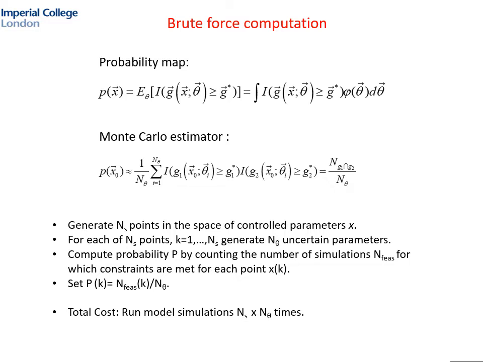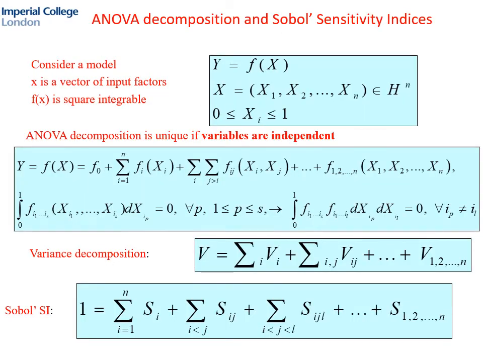As we show later, this total cost is extremely large for even small problems. Therefore, we need to apply some other tools to reduce this number. Here, I'll present briefly ANOVA decomposition and Sobol sensitivity indices, which are the basis of global sensitivity analysis.